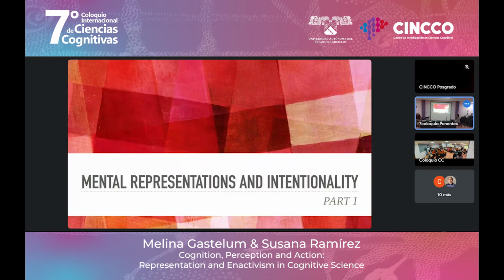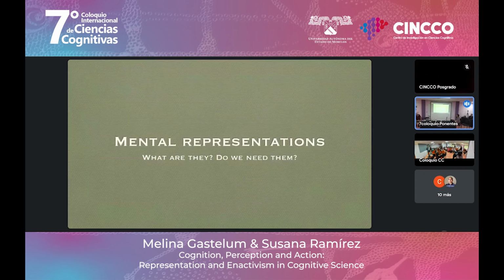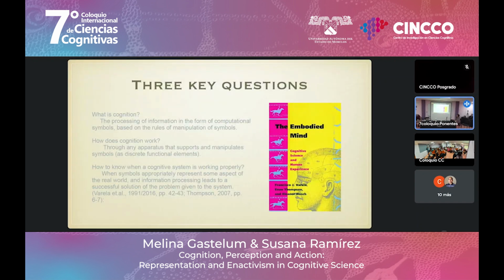So this is the first part. What are mental representations, what are they, do we need them? For us, it was very clear in the representationalism theory that we do need them. So we ask, do we need them? We are basing our talk on our work and the work of others. We are basing it on these three main questions posed in this book, The Embodied Mind, a famous one, 1982, a wonderful year, because I was born in that year. So now I told you my age, but it's okay.